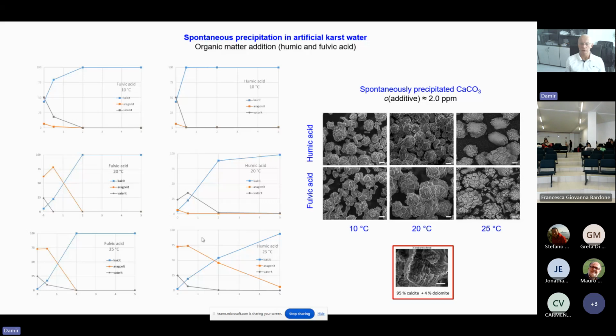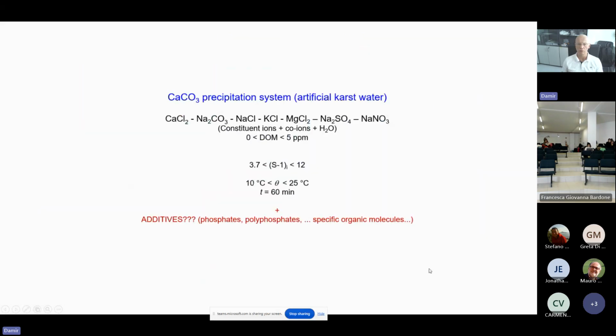So our model system definitely was selected on the basis of all these experiments, and we decided to use 2 ppm of fulvic acid. Here you can see the morphology of precipitate obtained at 2 ppm addition. If we focus on fulvic acid, we can see that only calcite can be found here, and that at the highest temperature, that's about 20 or 25 degrees, the morphology of this precipitate is very similar to what we observed on this position on the Novakovic broth.